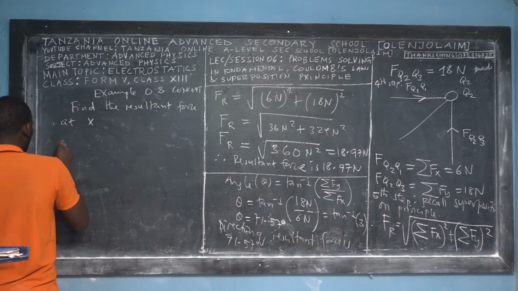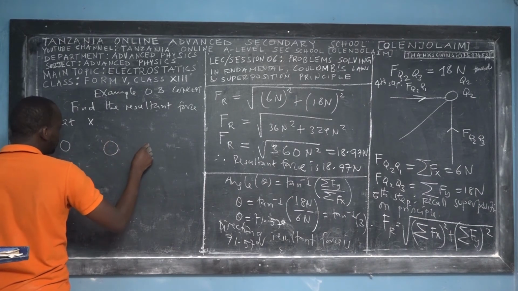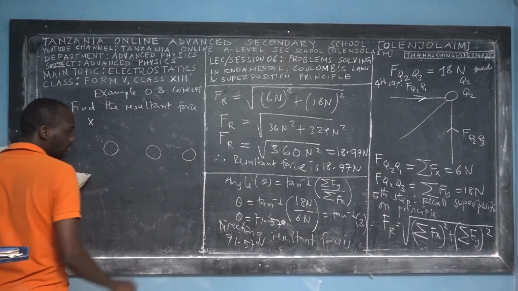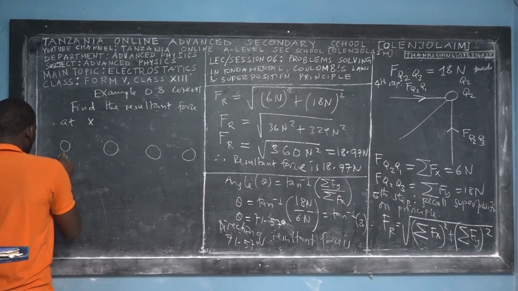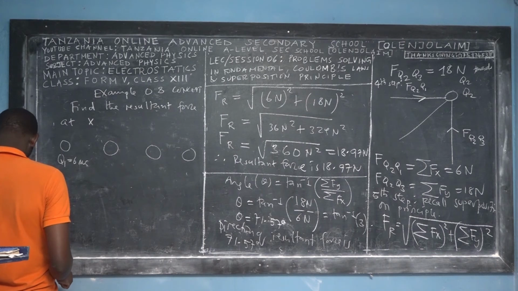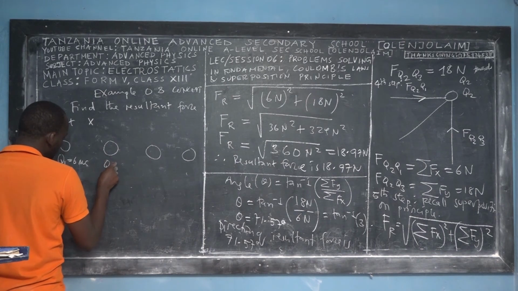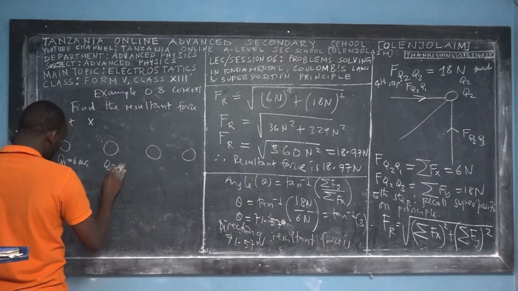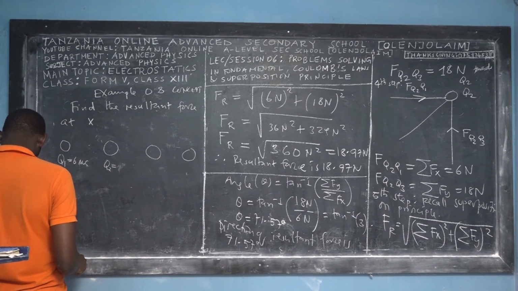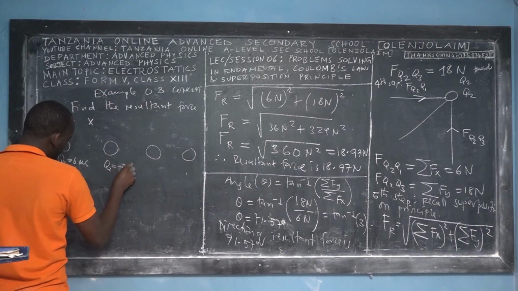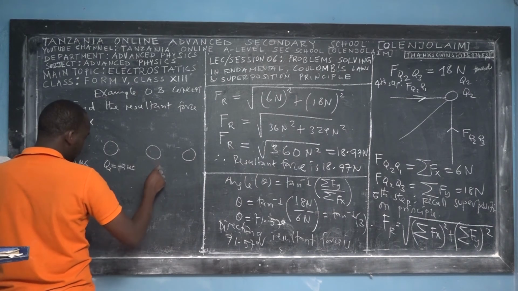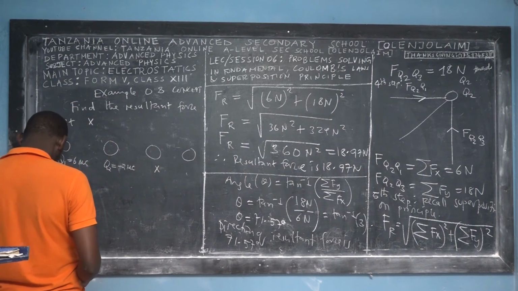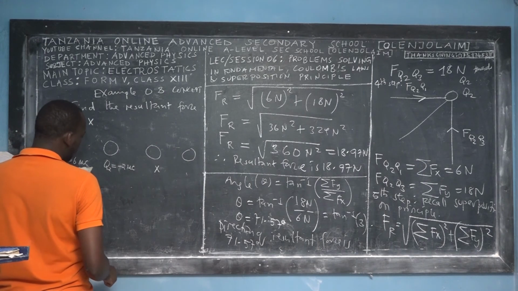We have four quantities of charge: 1, 2, 3, 4. This is Q1, equal to 6 microcoulomb. This is Q2, equal to -2 microcoulomb. Then this is x, and then this is Q3, which is 3 microcoulomb.